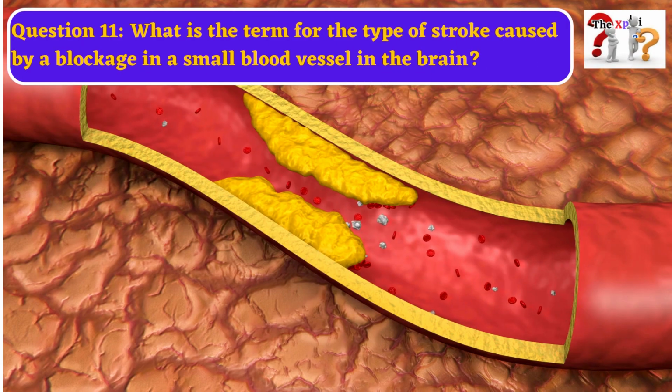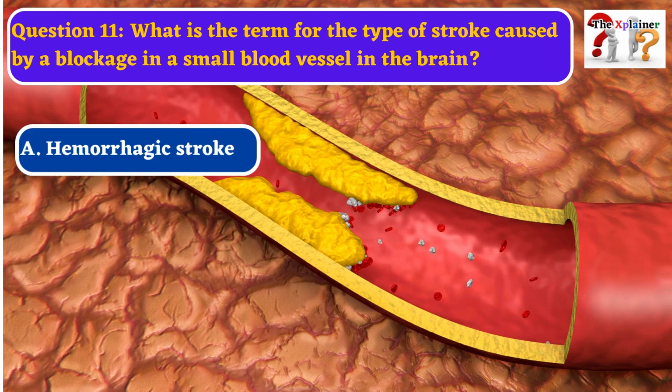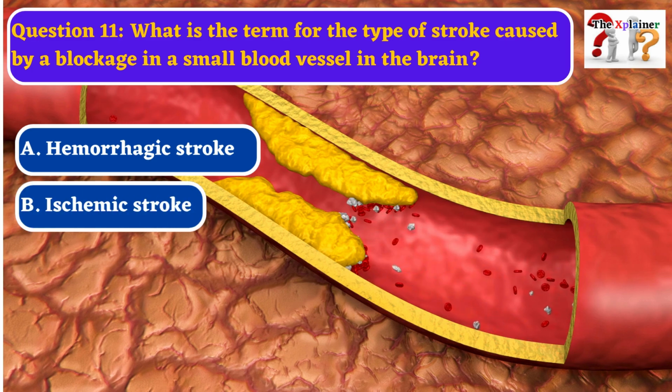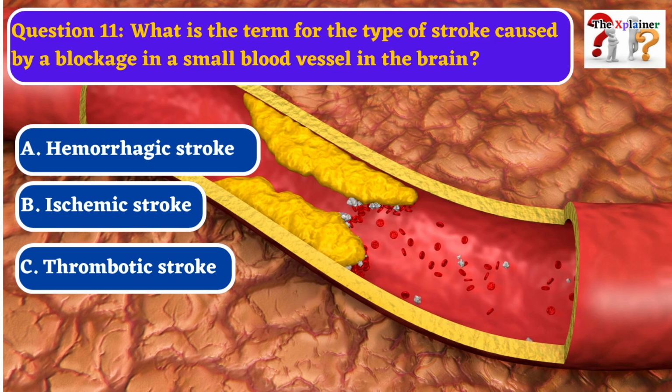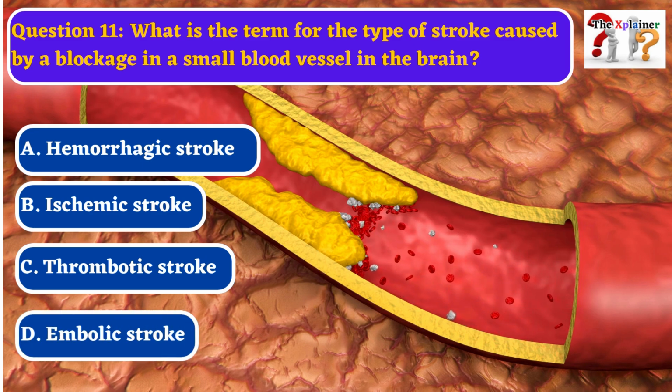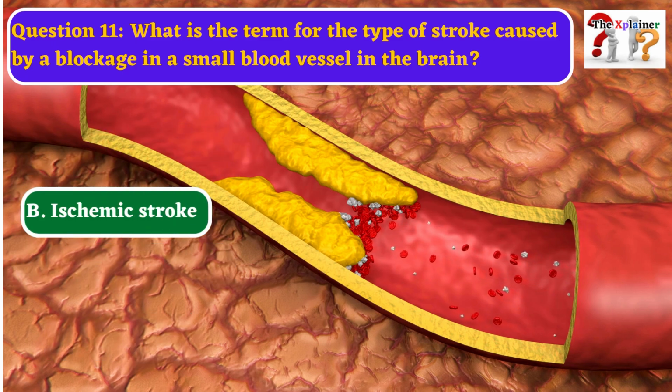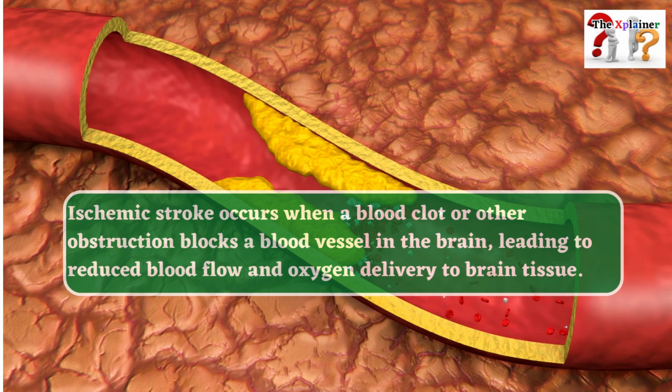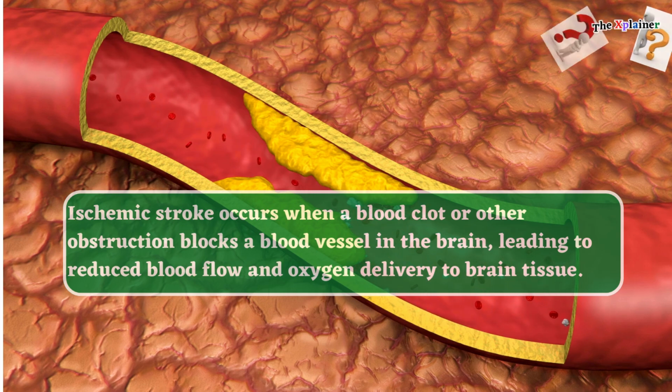Question 11. What is the term for the type of stroke caused by a blockage in a small blood vessel in the brain? Is it A. Hemorrhagic stroke, B. Ischemic stroke, C. Thrombotic stroke, D. Embolic stroke? The correct answer is B. Ischemic stroke. Ischemic stroke occurs when a blood clot or other obstruction blocks a blood vessel in the brain, leading to reduced blood flow and oxygen delivery to brain tissue.